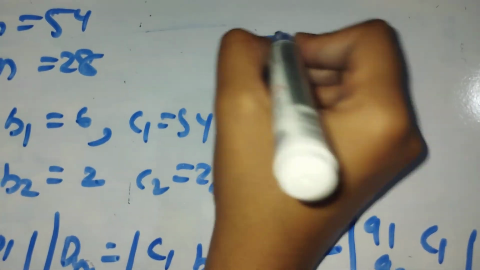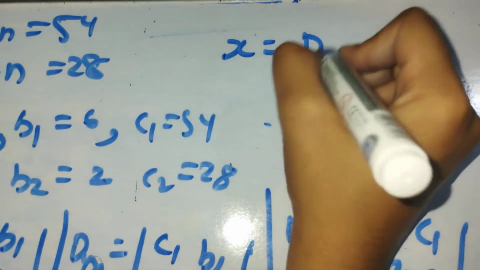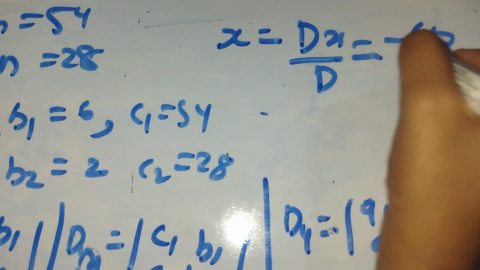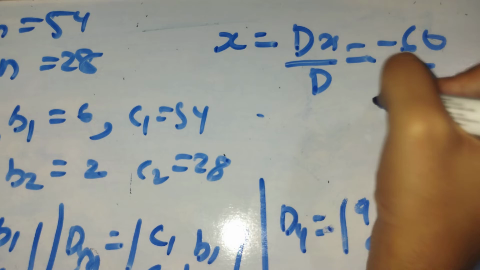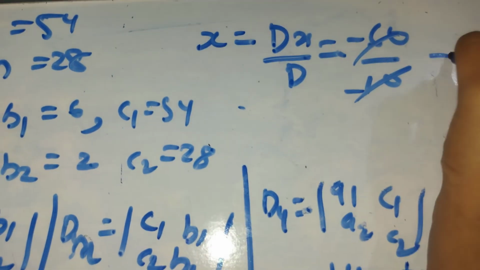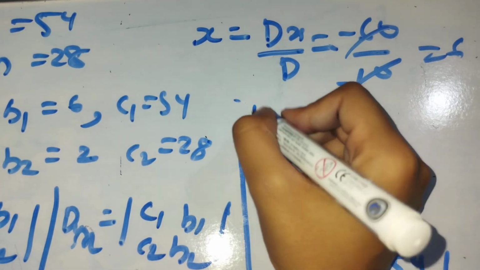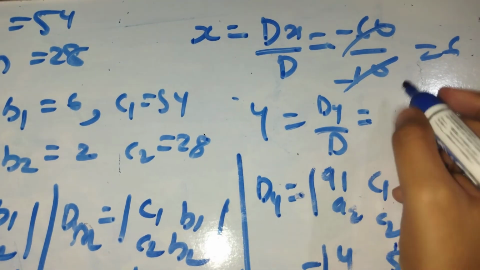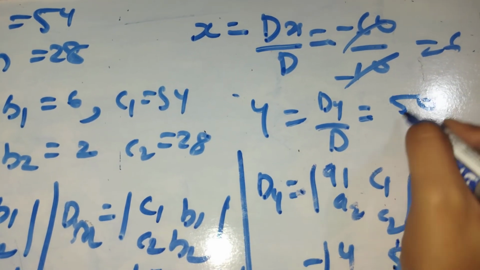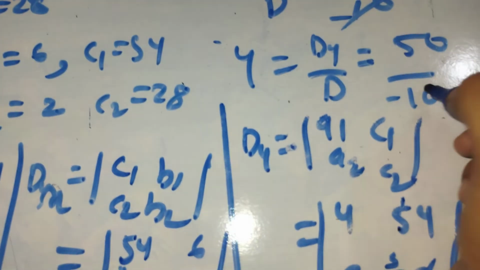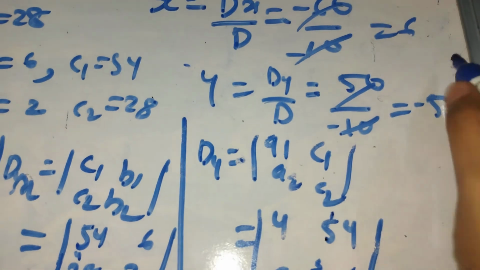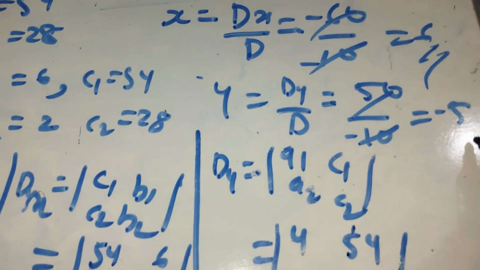Now we will find the x and y values. Okay, so x is dx by d. dx is minus 60 and d is minus 10. So you will get 6 as the x value. And y is dy by d, and dy is 50 and d is minus 10, so it is minus 5. So your x value is 6 and y value is minus 5.